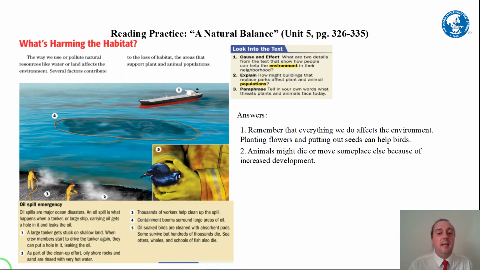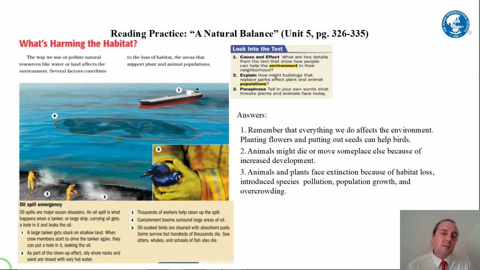Number 2, explain. Animals might die or move someplace else because of increased development. This was her opinion that she said in the environmental report. Okay. And number 3, in your own words, what threats do plants and animals face today? Here's my idea. Animals and plants face extinction because of habitat loss, increased species, pollution, population growth, and overcrowding. Those are examples that she uses in the text to help us understand her opinion and her reason for writing.